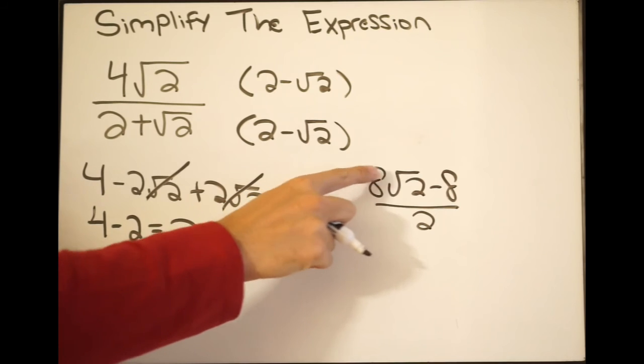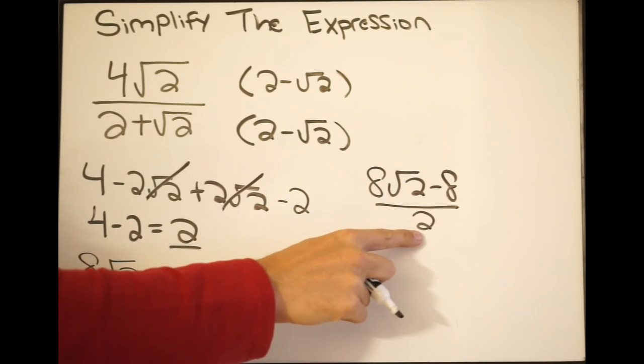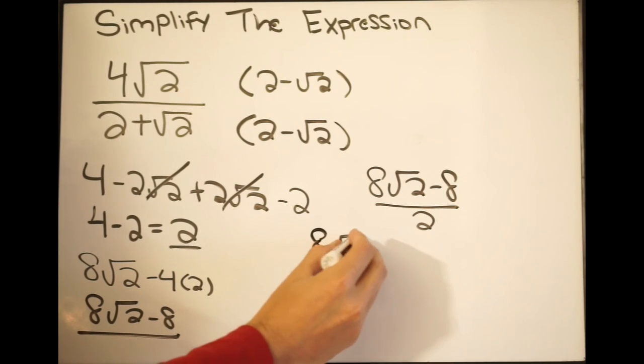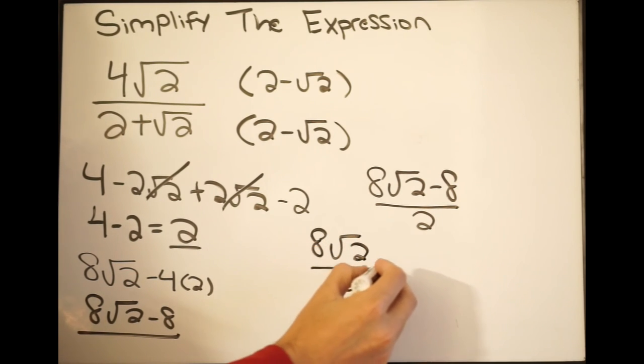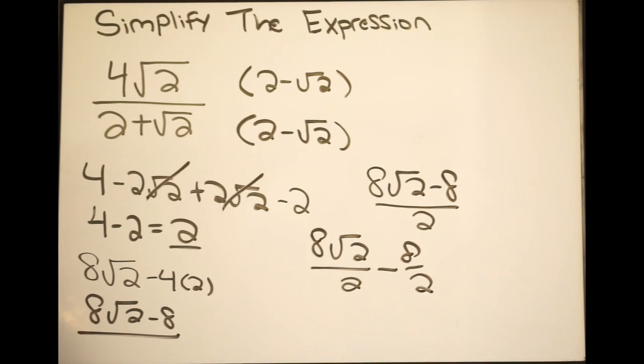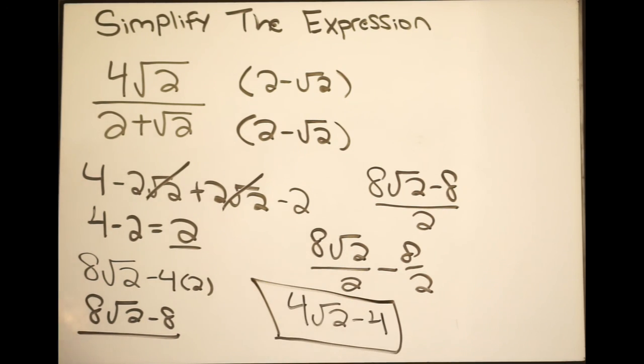Notice I have two terms in my numerator sharing the same denominator. We can break this apart so it looks like this. 8 square root of 2 all over 2 minus 8 over 2, right? And then just simplifying this down, we're going to get 4 square root of 2 minus 4. And this is going to be our final answer right here, right? So we just simplified the expression by multiplying by the conjugate, right? And that is it.